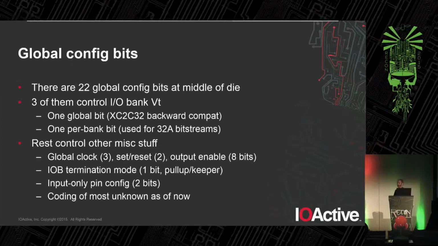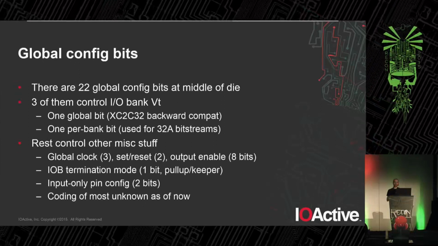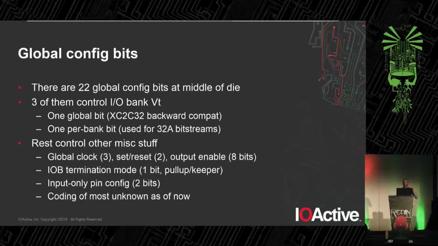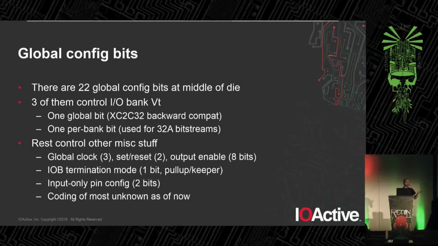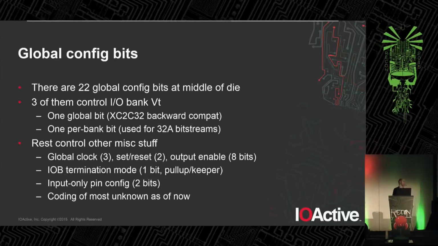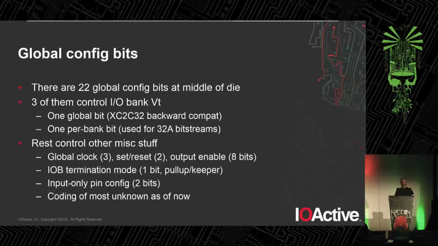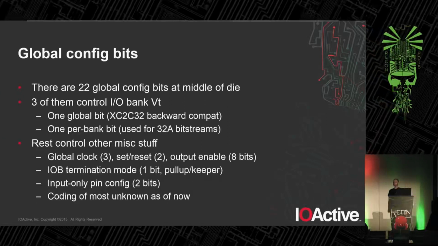One more wrinkle is that there are some global configuration bits. If you remember, we've got the structure of the die: the left side and the right side have the function blocks, and the top and the bottom have global routing. So that pretty much makes a big donut shape. In the middle of that, there's wasted space. But no, it's not actually wasted. There's 22 single configuration bits in the middle of the die. We know 3 of them control the VT for the I/O banks.